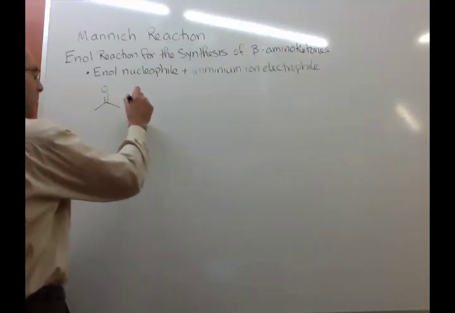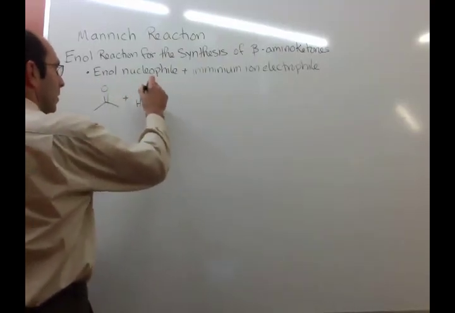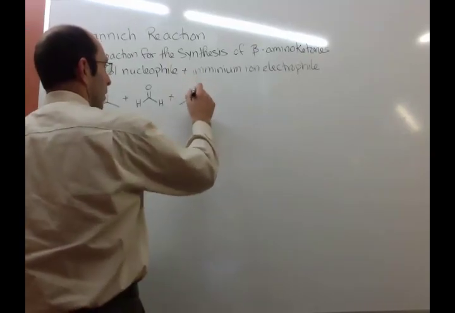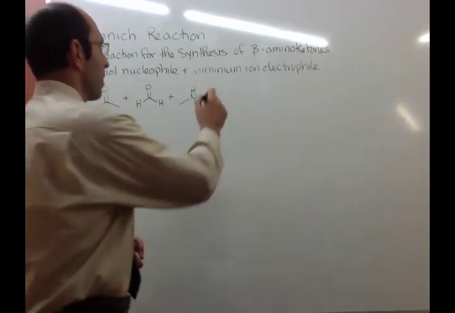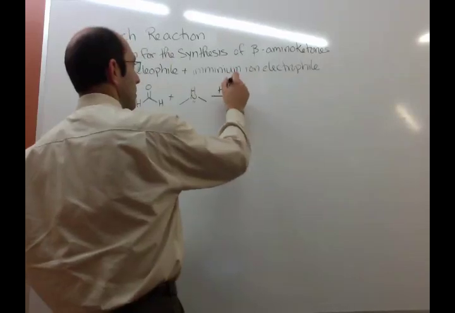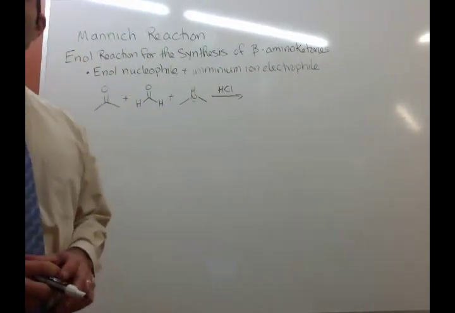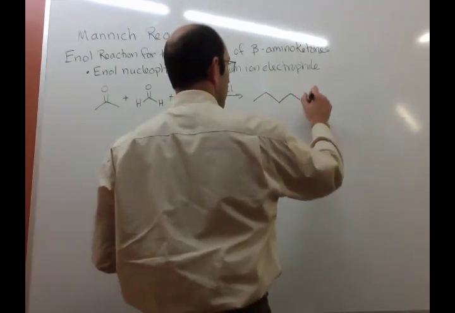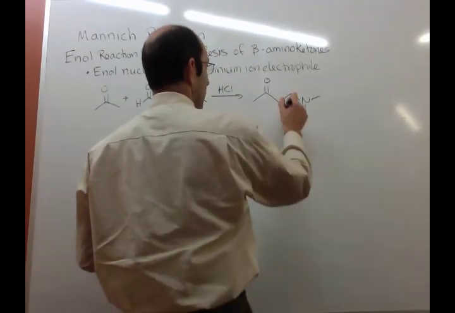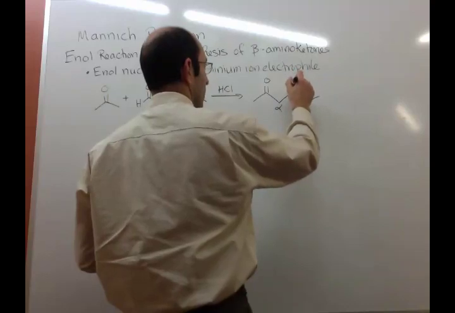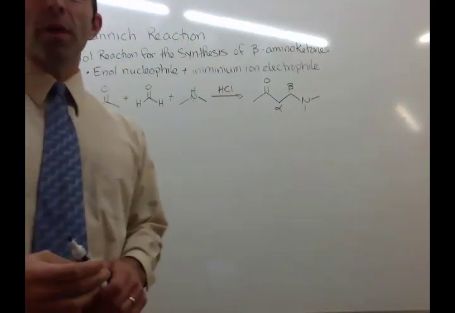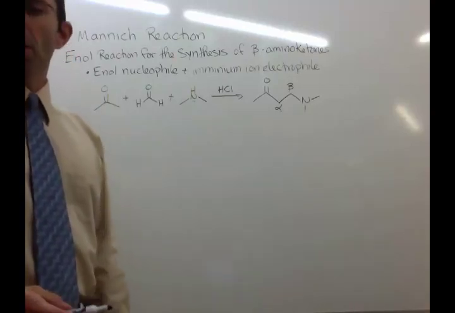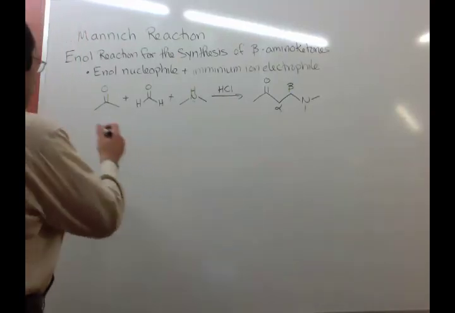So if we take acetone plus formaldehyde plus dimethylamine, react that in the presence of HCl, that will do a Mannich reaction to generate a beta amino ketone. So alpha, beta, that's our beta amino ketone. Right? So this is just a generic Mannich reaction.